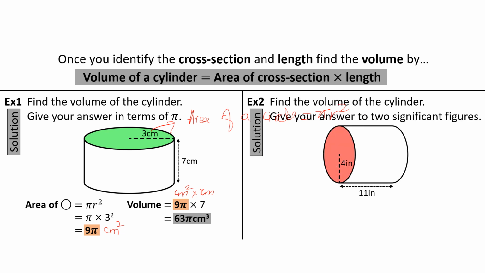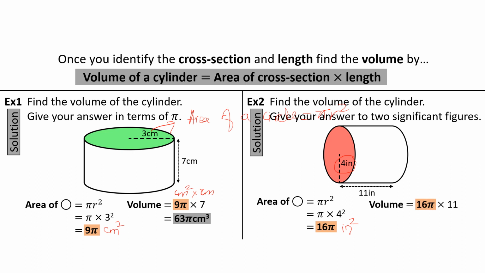Let's take another example. We have got example 2. Find the volume of the cylinder, give your answer to 2 significant figures. Here I'm going to use my calculator in order to get my answer because I want to plug in the value of pi. So again, same thing. We have got the radius here as 4 inches and the length of the cylinder is 11 inch. So area of the circle is pi r square, which is pi times 4 square. So 16 pi inch square.